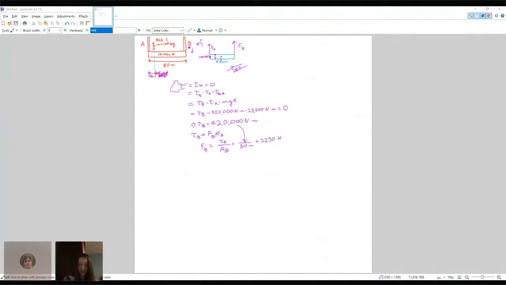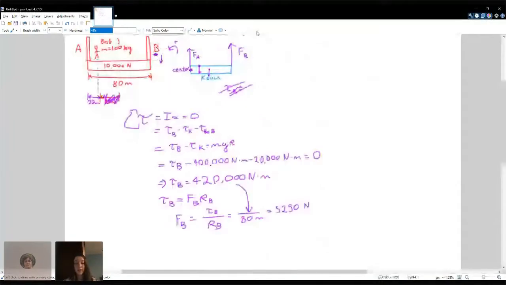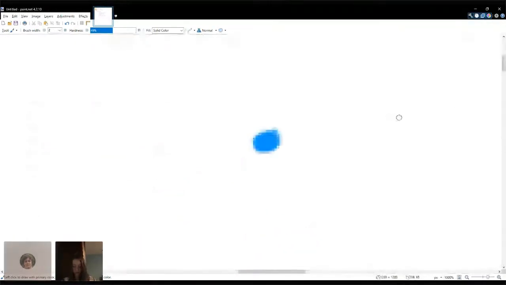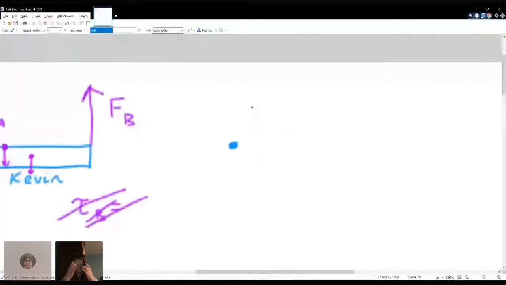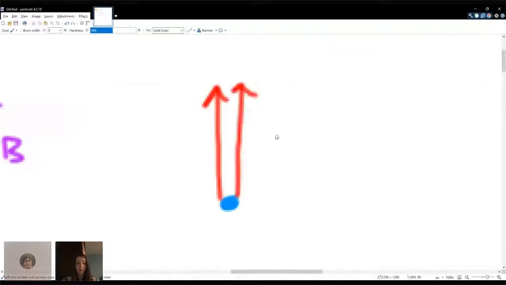Okay, so that's okay. What we're going to do now is, we have to find pillar A. So we're going to use the sum of the forces, right? Yes. There's a lot of forces here. So we have force A and B pointing up. Yes. And then force of Bob and Kevin pointing down. Yes. And then we have, yeah, both that.